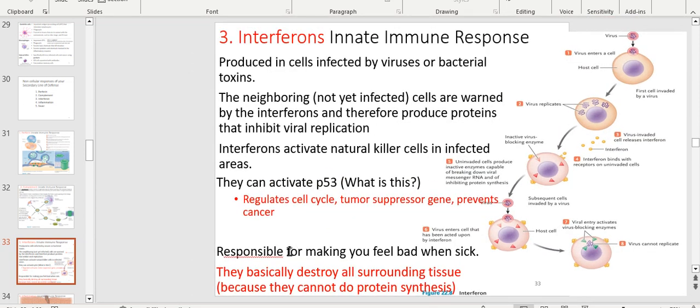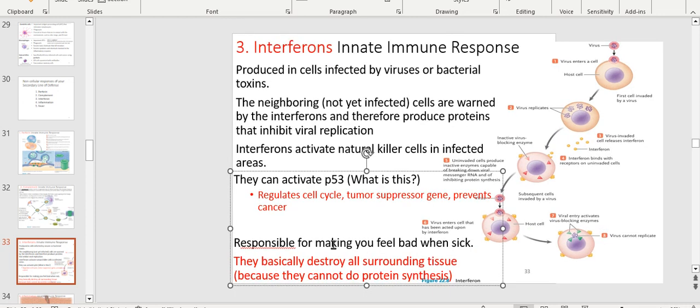They're responsible for making you feel bad when you're sick. They basically destroy all surrounding tissue because they cannot do protein synthesis. Okay, so good stuff. I love it.